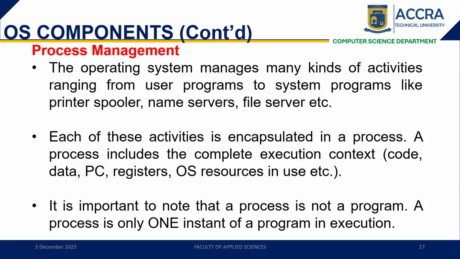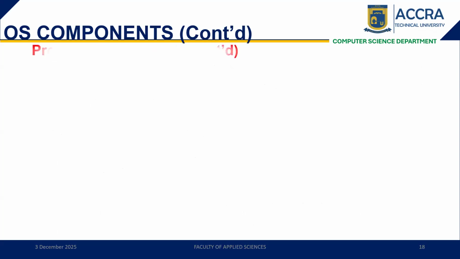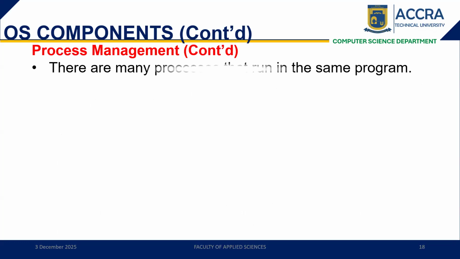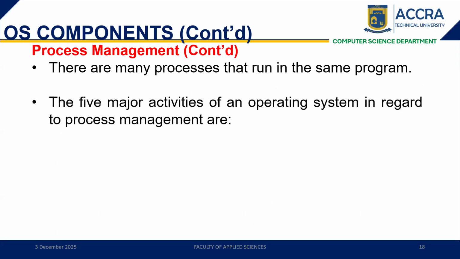And those activities that we do in a particular program, that is what processes are. So normally we say that multiple processes occur in a particular program. So there are many processes that run in the same program. I just gave an example of Microsoft Visio. And the 5 major activities of the operating system in regard to process management are the following.